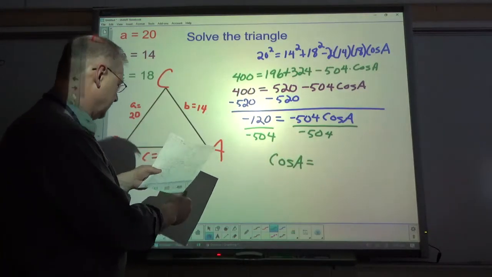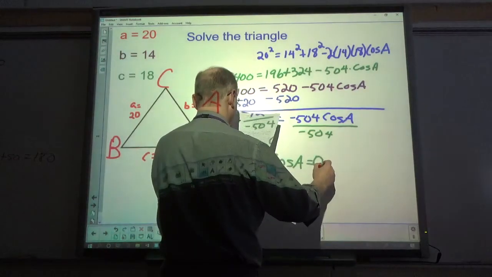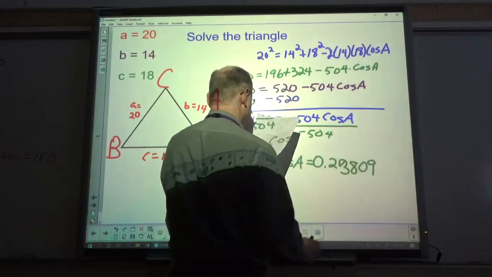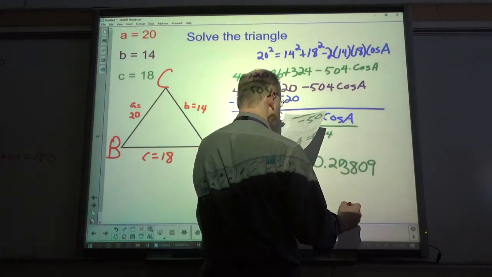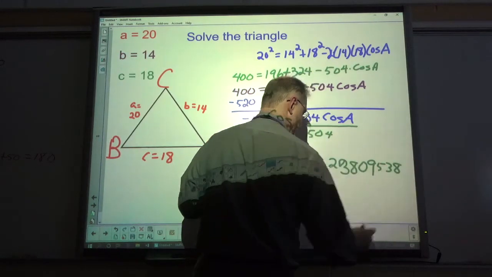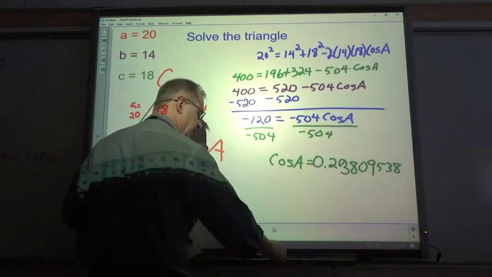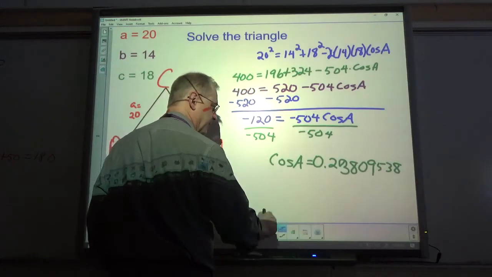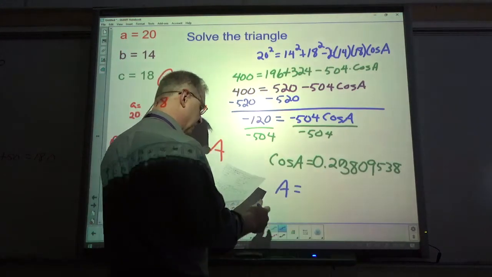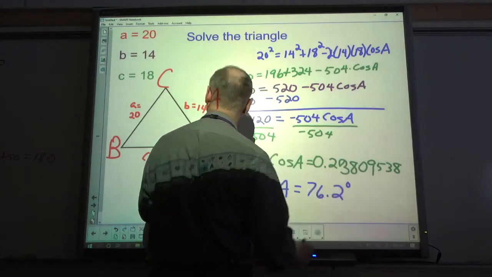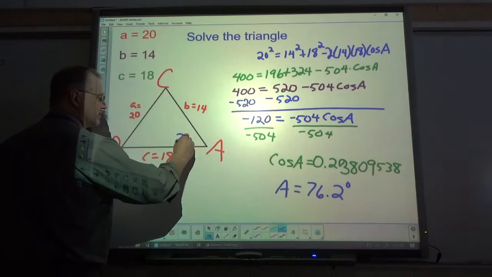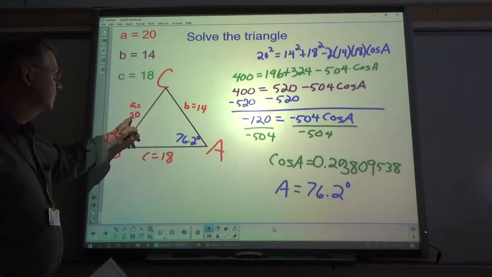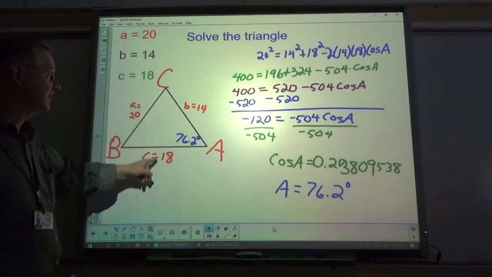All right. 0.23809538, I think. All right, there might be a 2 in there, but you'll see it on your display. Inverse cosine. And that's going to give me 76.2 degrees. So angle A, 76.2 degrees. Now I could use this with this side and now use law of sines to find, say, another angle.